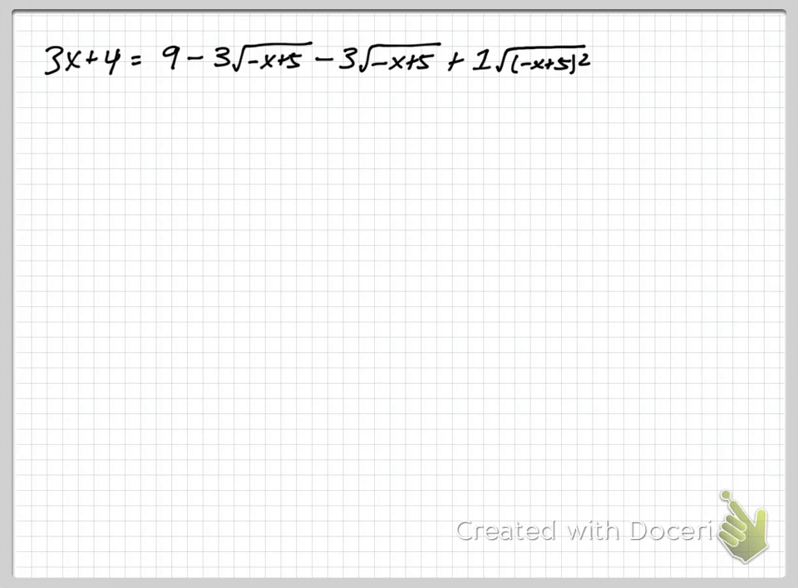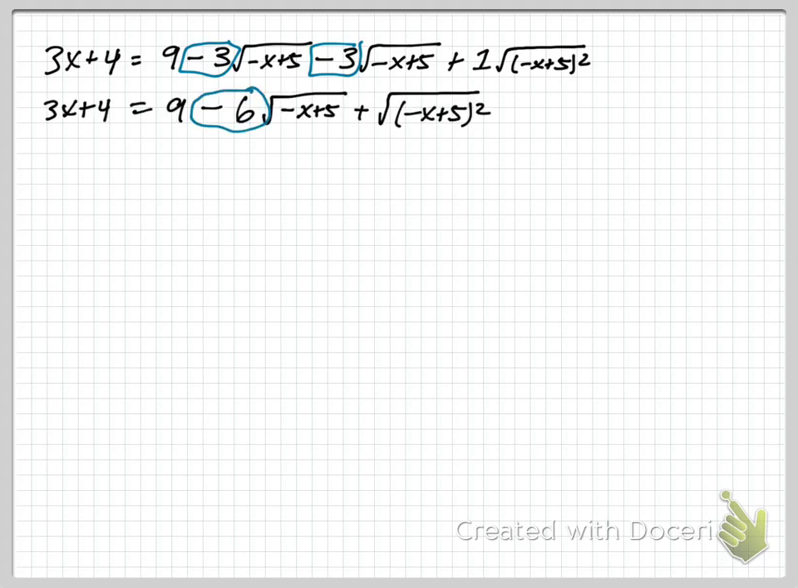Now, think of this as kind of like 9 minus 3x and then minus 3x. You would combine the -3 with the -3 to give you a -6x. So the same thing happens with radical expressions. You're going to combine the values outside the radical, and you're just going to add them up, so we get a -6.